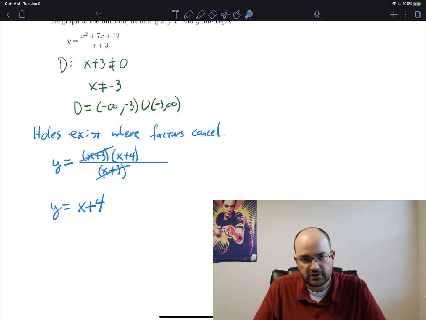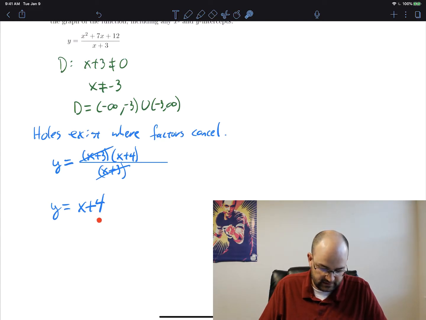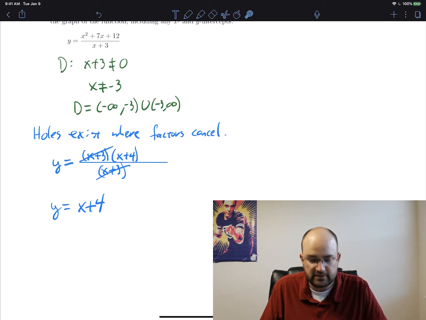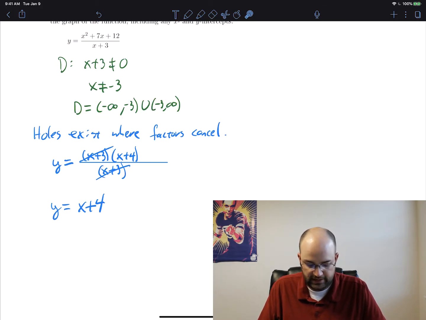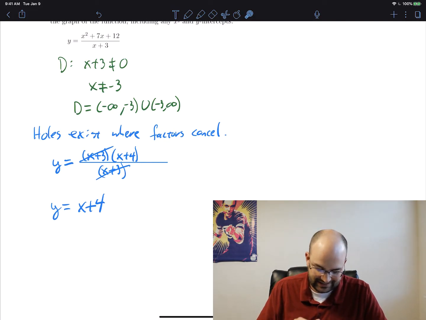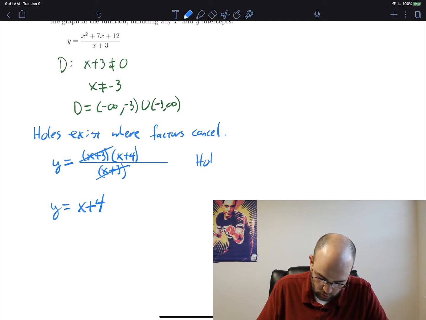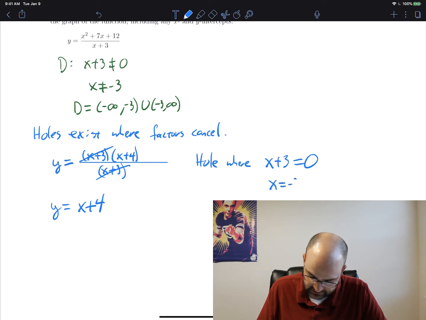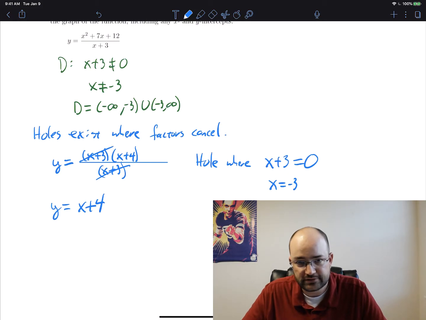this. It's the reason I'm looking at the domain. This looks like it has a domain of negative infinity to infinity, but it doesn't. This is actually the domain that we need. The reason we have that is because the denominator can't equal 0, but it's still not going to be a vertical asymptote, because x plus 3 canceled. As a result, there is a hole where the factor is equal to 0. Subtract the 3, so x equals negative 3. There's a hole at x equals negative 3.